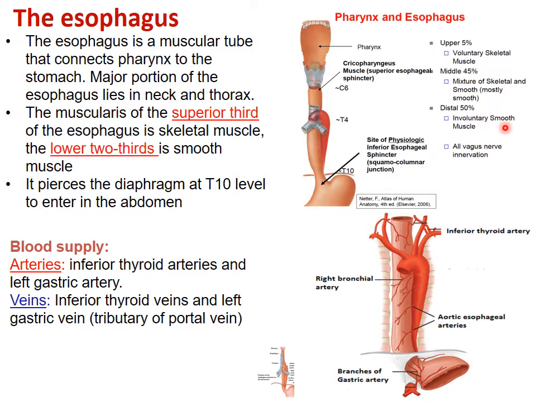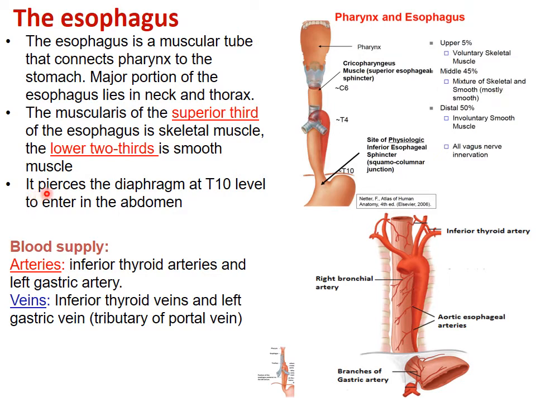It is saying the upper 5% is voluntary skeletal muscle. This muscular tube, the upper 5% is purely 100% skeletal muscle. And the distal 50% is involuntary, purely smooth muscle, right? So the lower 50% is smooth muscle. The upper 50% is divided: the upper 5% is purely skeletal, but after that, the remaining 45% of the upper half is a mix. So skeletal and smooth muscle are both mixed in this middle portion.